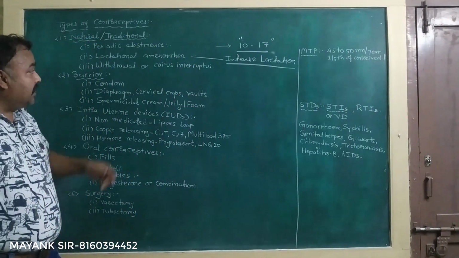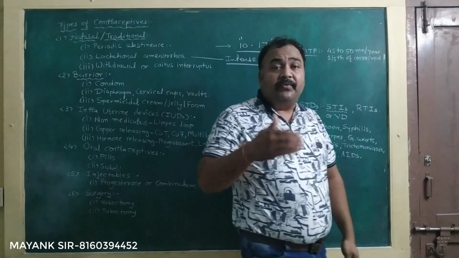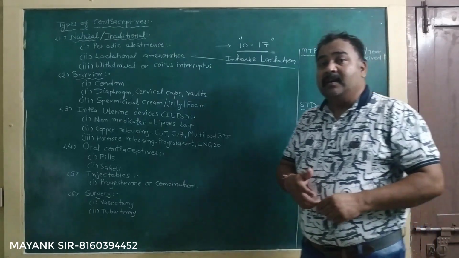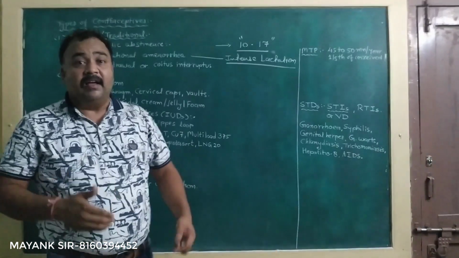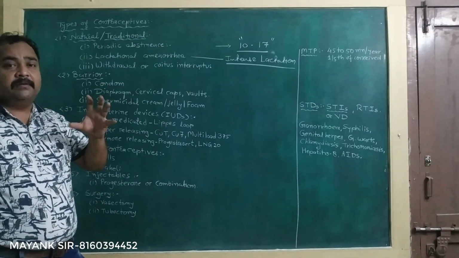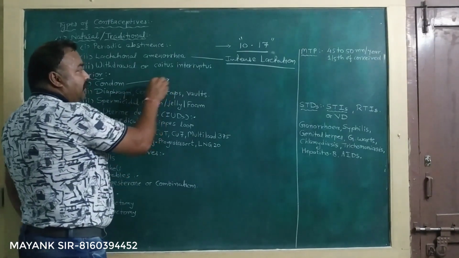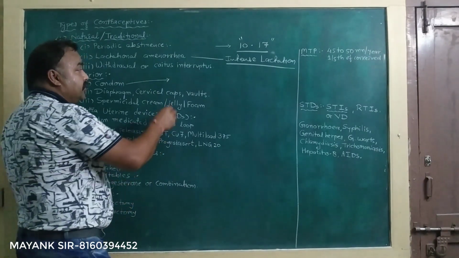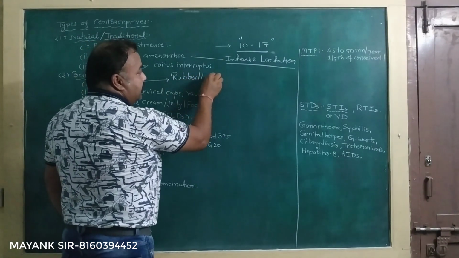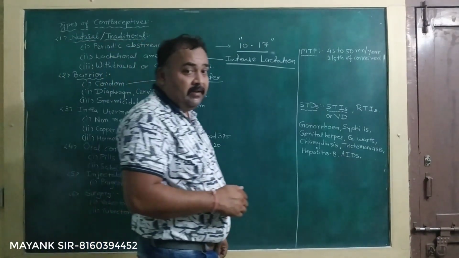The second one is known as the barrier method. The barrier method is the method in which a physical substance or physical structure is utilized to prevent the meeting of male and female gametes. The first one is a very well known word, that is condom. A condom is nothing but a tube-like structure made up of rubber or latex, and it is available for both males and females.